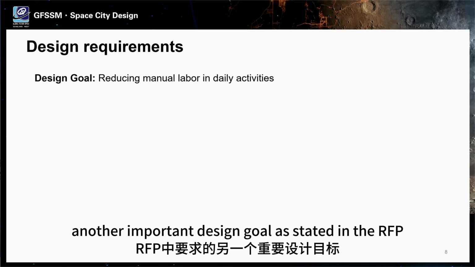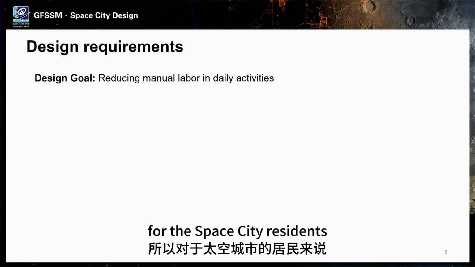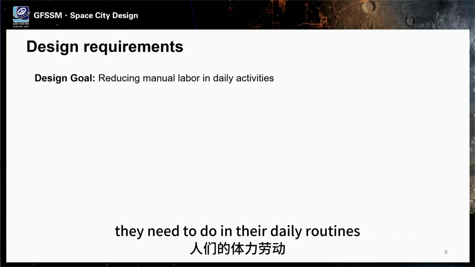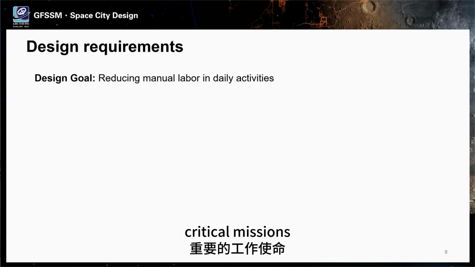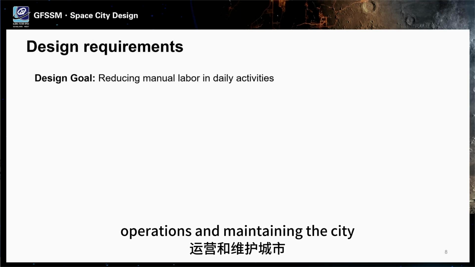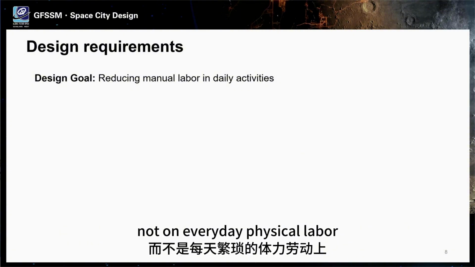Another important design goal, as stated in the RFP, is to make life more convenient and efficient for the Space City residents. This means we must focus on reducing the amount of manual labor they need to do in their daily routines. Think about it. The residents of the Space City are working on critical missions. They are responsible for scientific research, operations, and maintaining the city. Their energy should be spent on these important tasks, not on everyday physical labor.